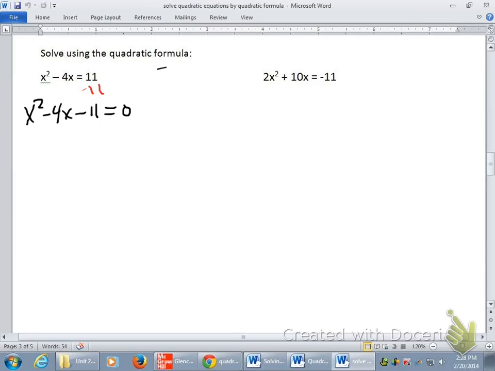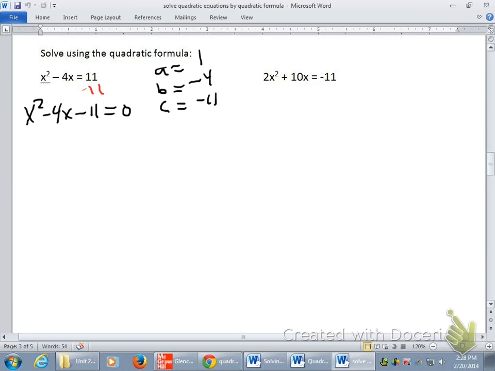I would like to identify A, B, and C just to make sure I know for certain what those are. So what's my A? A is 1. B? And C? All right, good. Now, here's the deal. Unless you absolutely already had that memorized and could have told that to me before I asked, then I would expect you to write the formula down, okay?